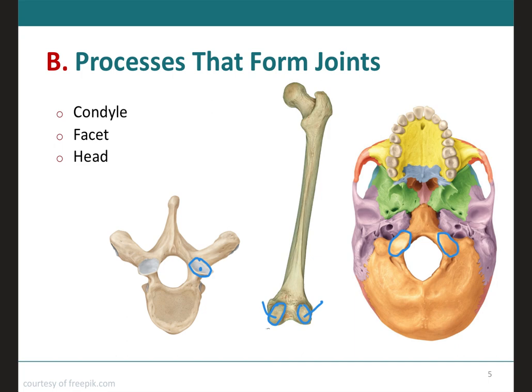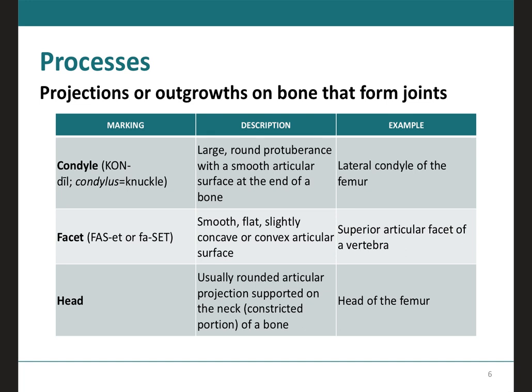Next, we have a head. This is what we call the head of the femur, and usually it's going to be a rounded articular projection, and it will sit on a neck, which is this part right over here of a bone. So usually if a bone has a head, it will have a neck as well that will support this head. And the head of the femur will articulate with your coxal bone at the hip joint. Again, this is a table that will give you not only the markings, but the description and an example.